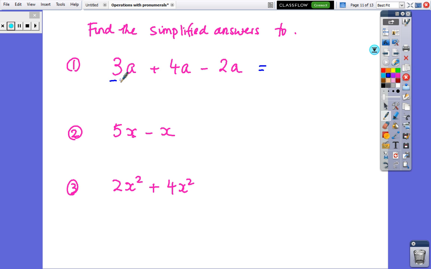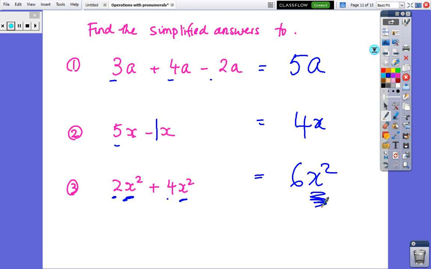Okay, A is the letter, so we can put down A. 3 plus 4 is 7, 7 minus 2 is 5. The letter is x. 5, there's no number, so we can put a 1, so 5 minus 1 is 4. And the like term is x squared, and 2 plus 4 equals 6. So x squared is the pronumeral, and it can't change to anything else. It can't change to x to the 4. That's a bad mistake.